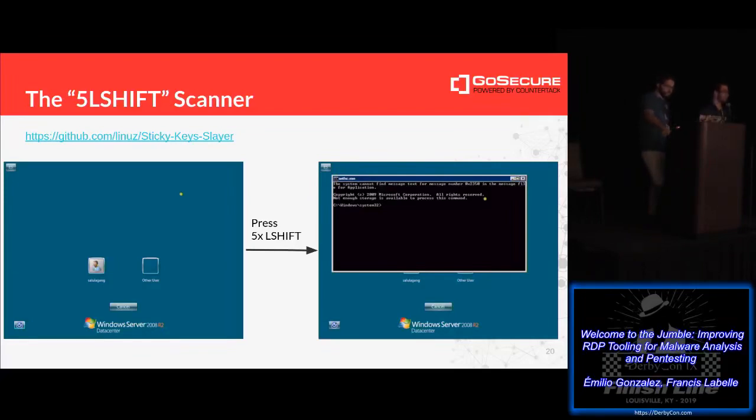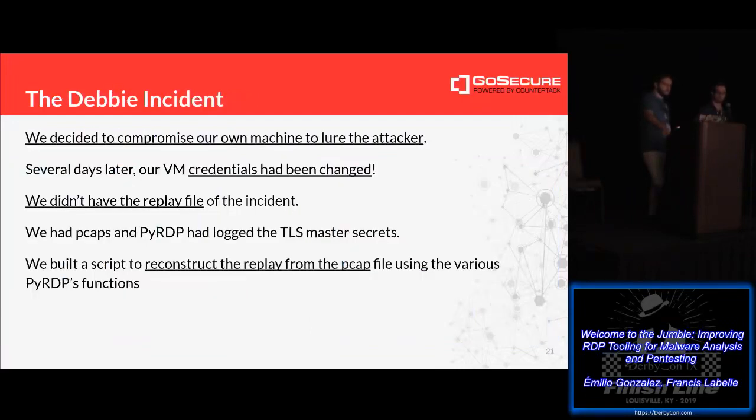So we thought, well, if someone scans for those things, if we compromise ourselves, maybe someone will come back. So this is exactly what we did. We implemented the backdoor, and we waited. And several days later, our VM creds had been changed, so we'd been compromised. And we were all excited about that, so we came looking for the replay, and we didn't find it. And this was caused by a bug in PyRDP that obviously we fixed by now.